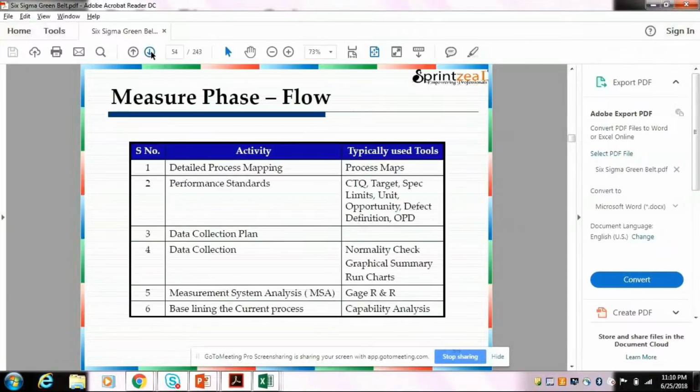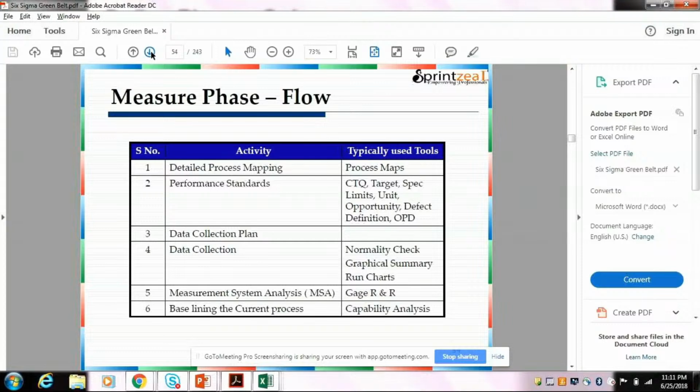Let's see what is there in the measure phase flow. So primarily six activities are in the measure phase. One is detailed process mapping, and you would use a process map. There are various kinds of process maps to do process mapping. We'll look at a couple of them.